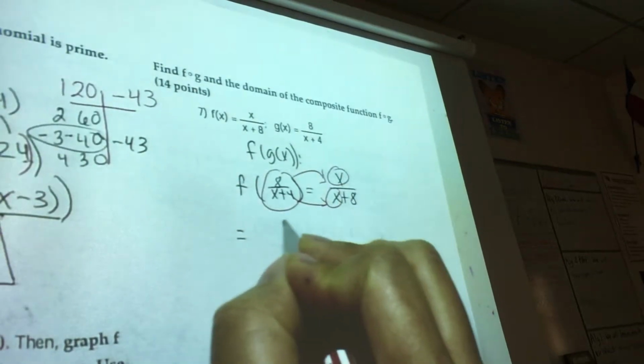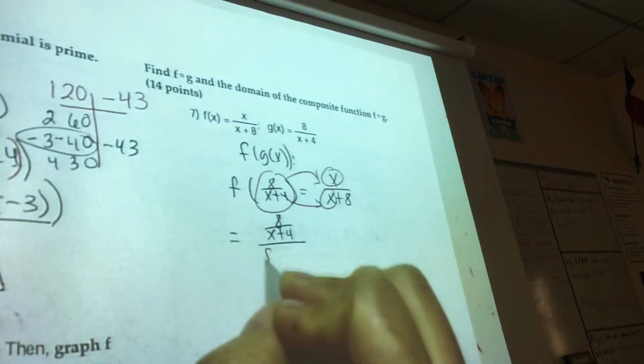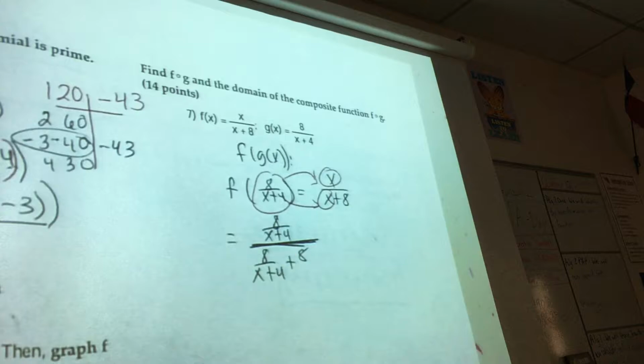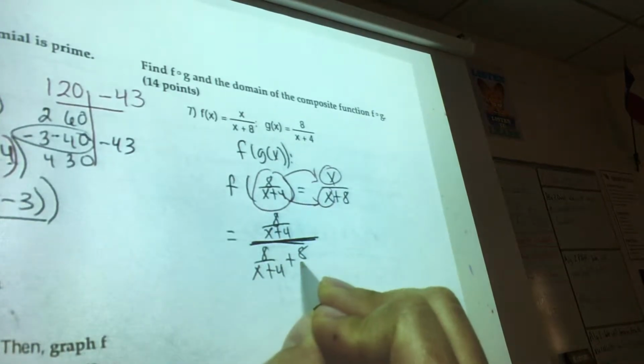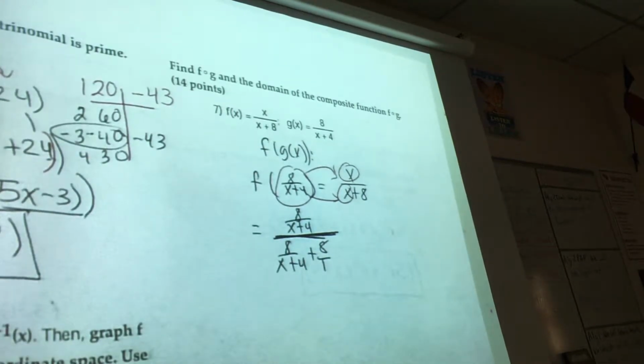So we have 8 over x plus 4, over 8 over x plus 4, plus 8. What is wrong with that 8? It should be over what? A 1. So now when I look at those two, do I have the same denominator?